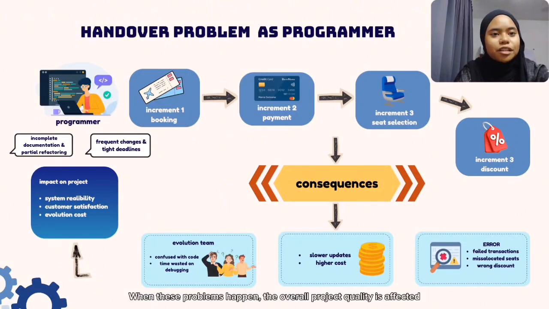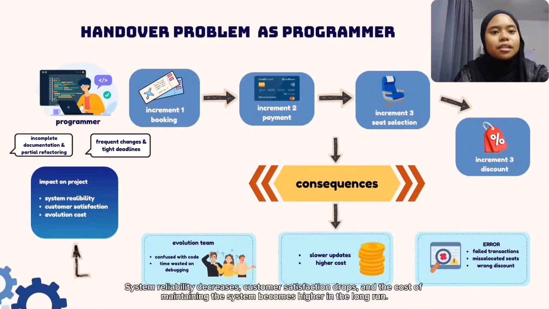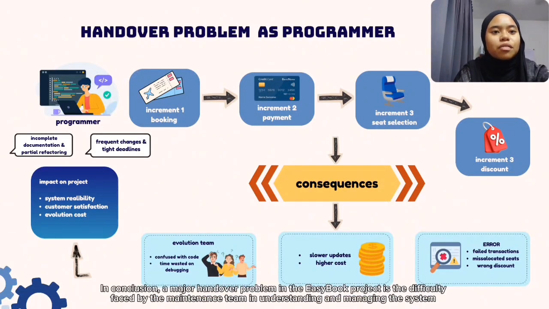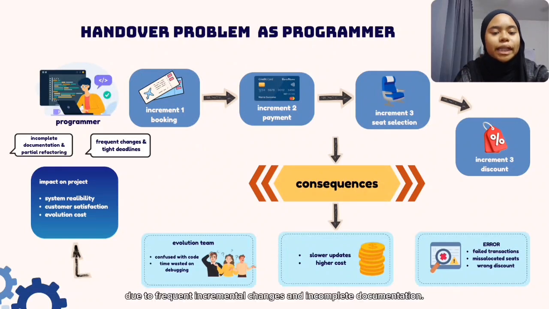When these problems happen, the overall project quality is affected. System reliability decreases, customer satisfaction drops, and the cost of maintaining the system becomes higher in the long run. This shows that poor handover does not only affect the maintenance team but the entire project life cycle. In conclusion, a major handover problem in the Easybook project is the difficulty faced by the maintenance team in understanding and managing the system due to the frequent incremental changes and incomplete documentation.